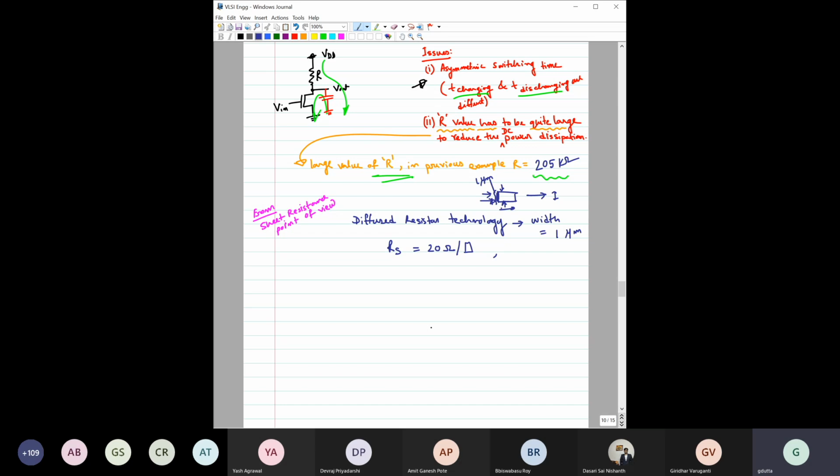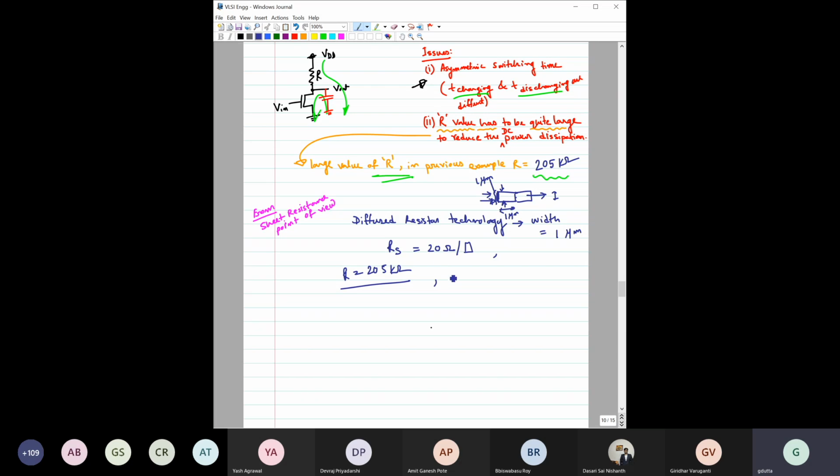Now if you also make 1 micrometer on this side, then from here to here this resistance is 1 RS, right? Now if you add one more, then it becomes 2 RS, then if you add one more, it becomes 3 RS, like that. Then we know that the total resistance R is equal to 205 kilo ohm that we have to design, right?